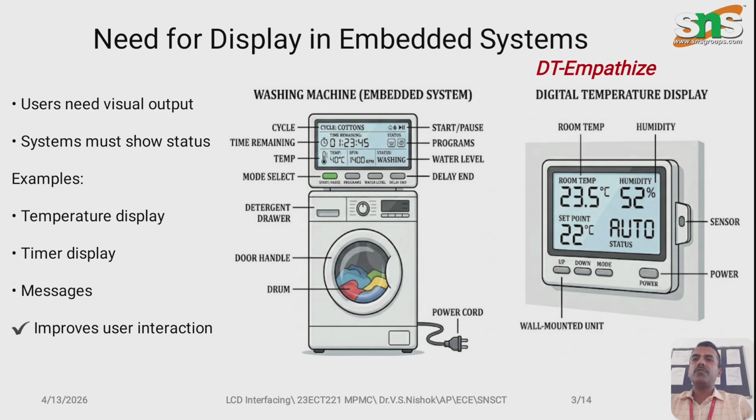So we are starting with need for display in embedded systems. Whatever today's embedded system that we are using in real time, for example temperature checking system and washing machine, whatever may be the embedded system, we need a separate display, which is used to interact with the consumers or users. So the user needs this visual output. Systems must show status. So what is the stage it is processing? Like that the status is very much needed for the user.